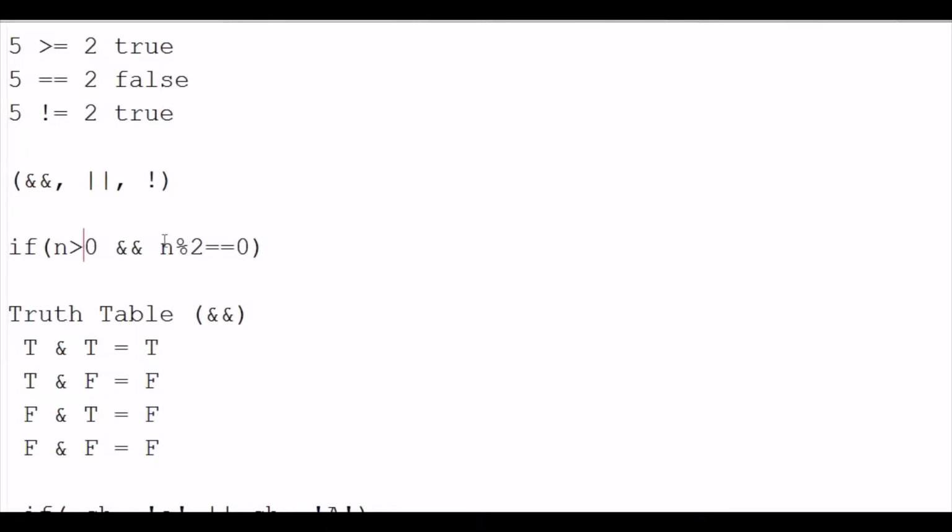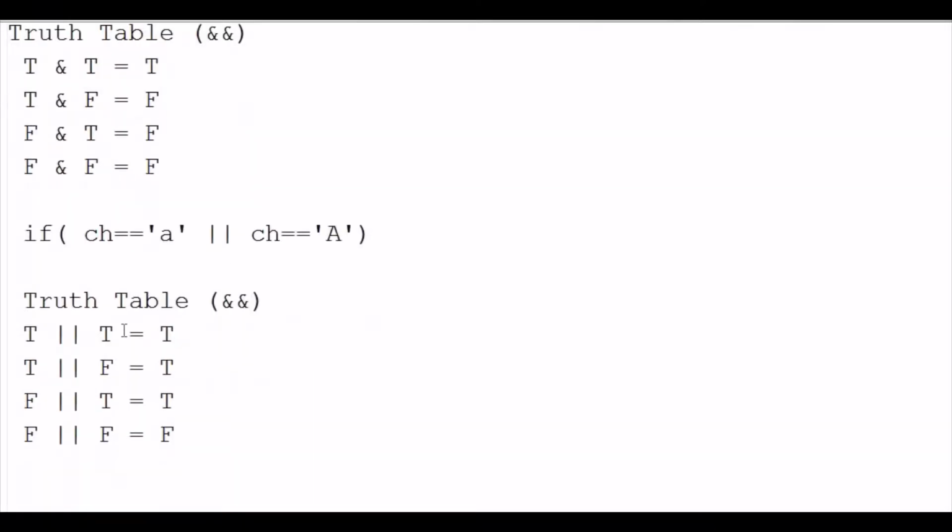If the first one is true and the second one is false, the answer is false. Or if the first one is false and the second one is true, still the answer is false. If both are false, obviously the result becomes false. So this is the truth table for the AND operator. AND works in such a way that when we combine two conditions for checking, if all the conditions are true, the result becomes true. Among the conditions, even if one is false, your answer becomes false. This is the AND operator. Then we have OR.